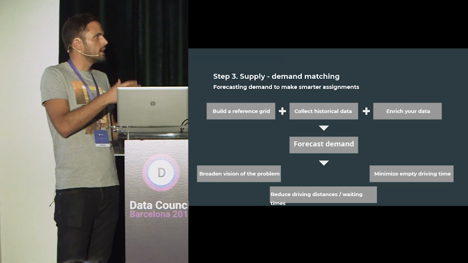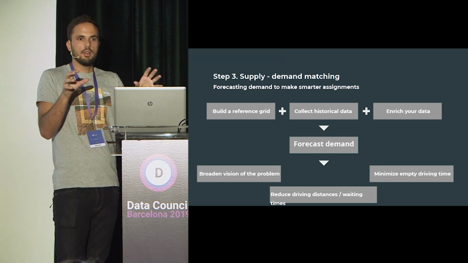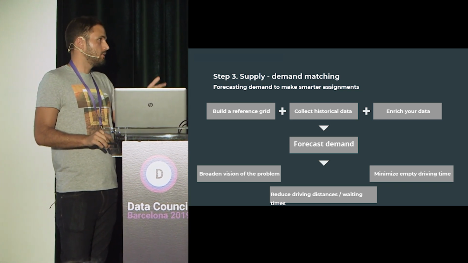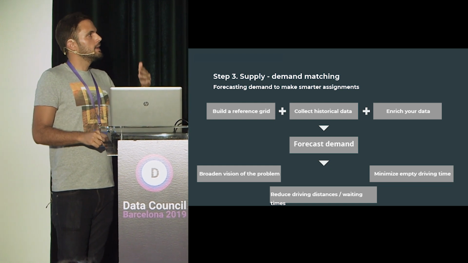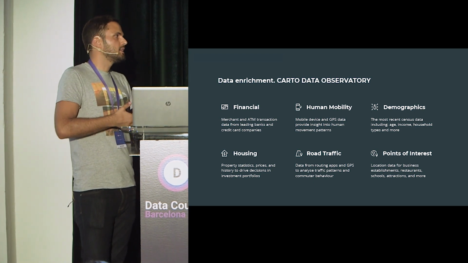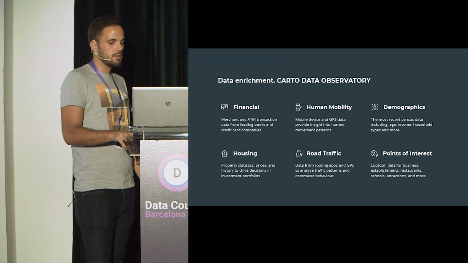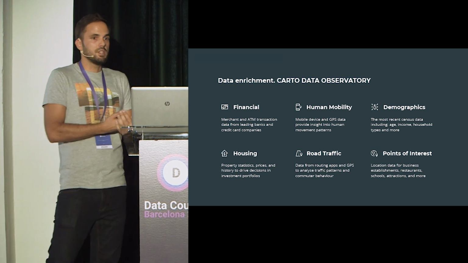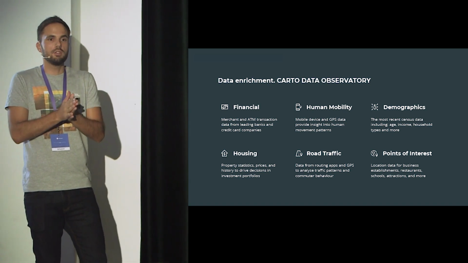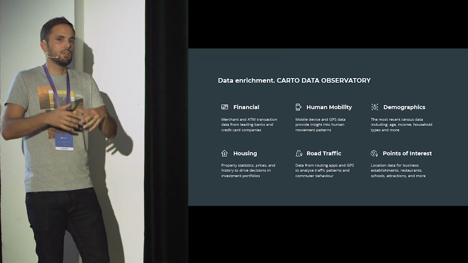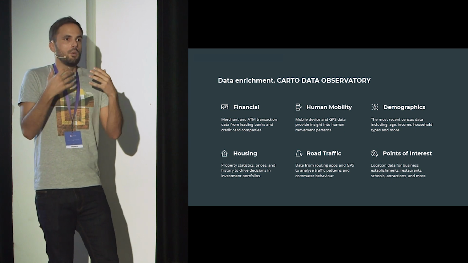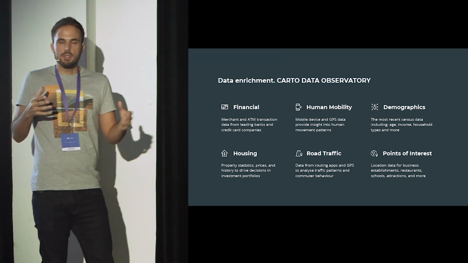For that, you need to build a reference grid so that you can forecast the demand in every one of those grid cells, and then use historical data of the orders that you got, plus enrich your data. This is one very interesting point that we always do at CARTO, and something I did not always do in my previous companies: enriching your data, which in this problem is very, very important. Why is it important? Because if you only take into account your historical data of the orders you got, you will probably be biased, because you depend on where your drivers have been. You don't know where your competitors have their cars, so you can be biased about where your actual demand is, but you don't know if there's more demand that you could have.